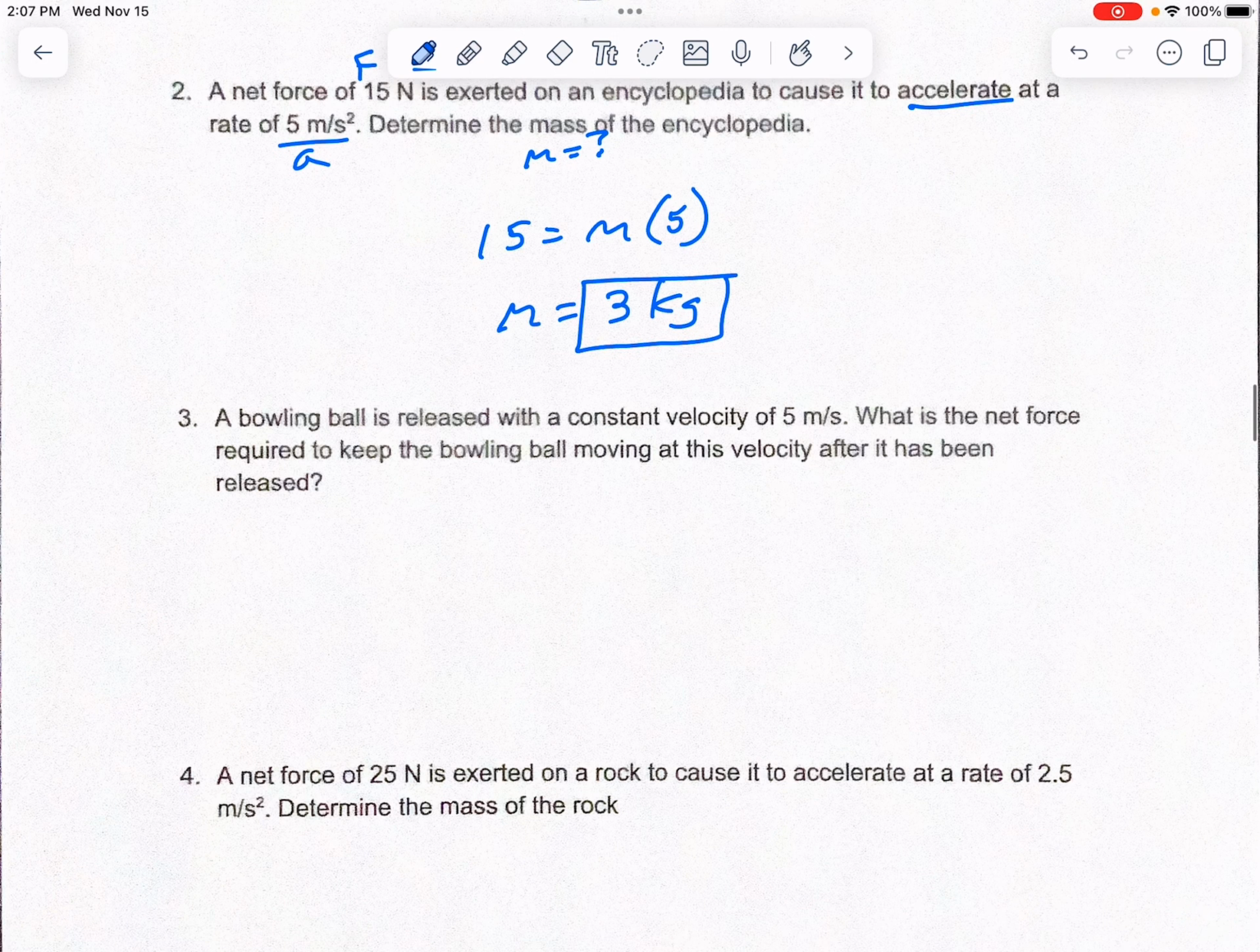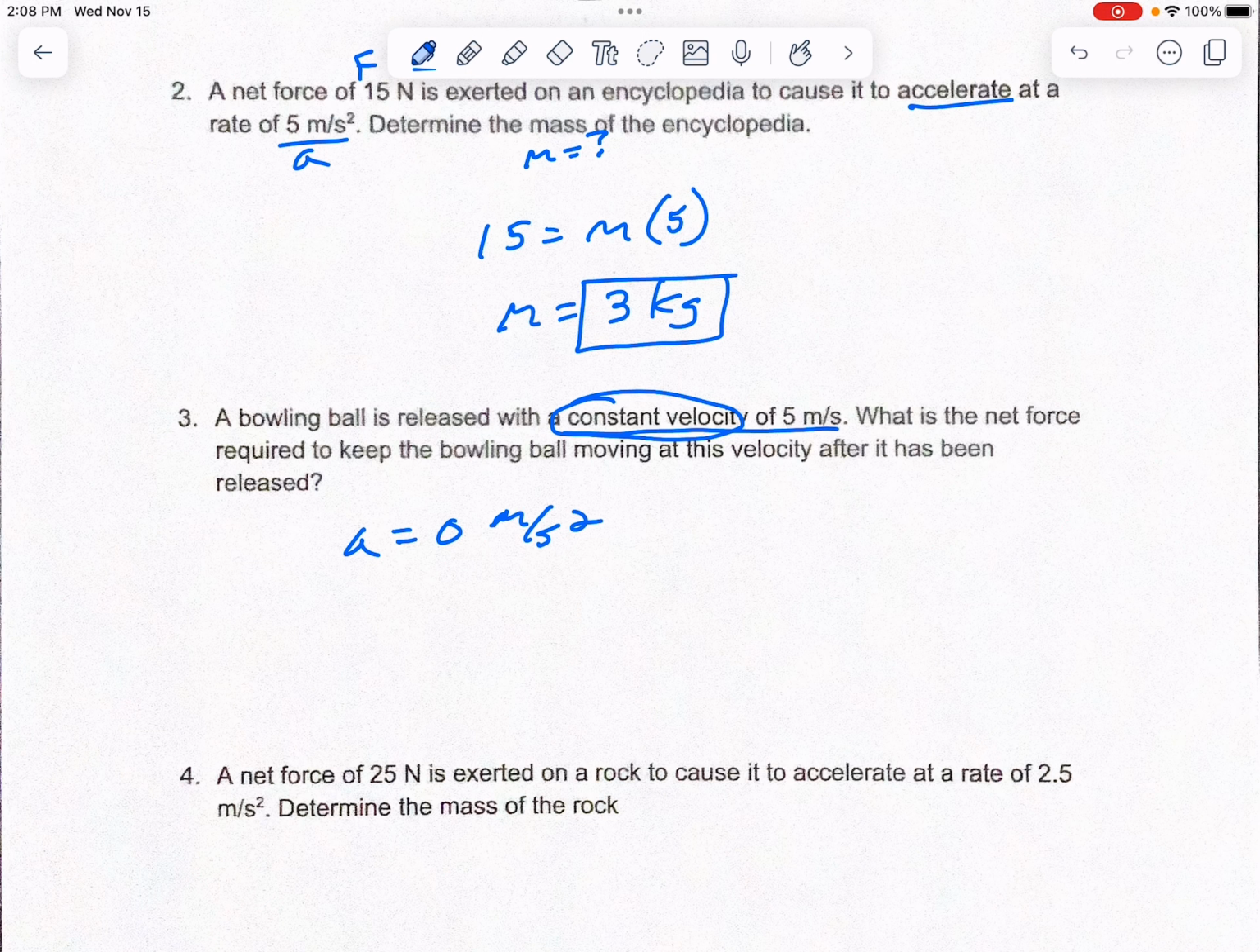Number 3, a bowling ball is released with a constant velocity of 5 meters per second. So the key thing here is constant velocity of 5 meters per second. What is the net force to keep the ball moving at this velocity after it's been released? Remember, constant velocity, you've got to make sure you pay attention to this term. If velocity is constant at 5, it's not changing, which means acceleration equals 0. If you're going at constant velocity, that means you have 0 acceleration.